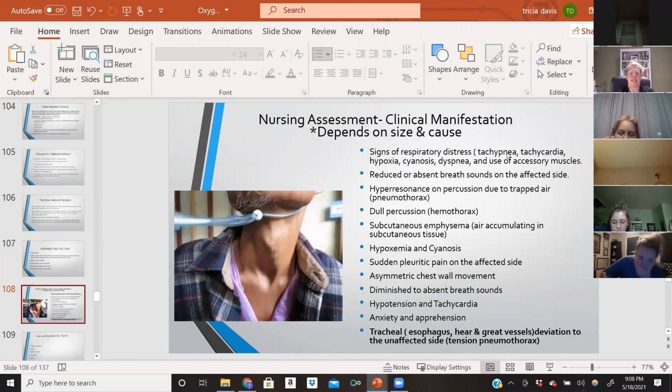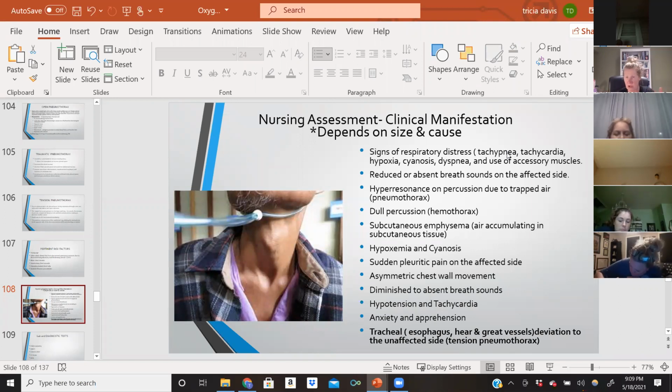So our nursing assessment and our clinical manifestations. What we see is going to depend on the cause and the size. So signs of respiratory distress: we're going to see tachypnea, we're going to see tachycardia. The patient can have hypoxia, they might have cyanosis, dyspnea, and you're going to see use of those accessory muscles. You may have reduced or absent breath sounds on that affected side. Very, very common to have absent breath sounds.